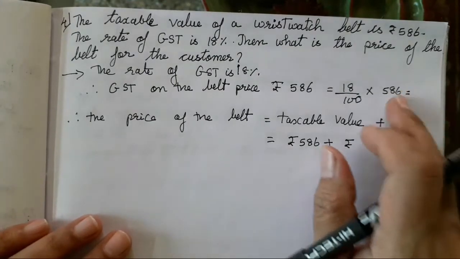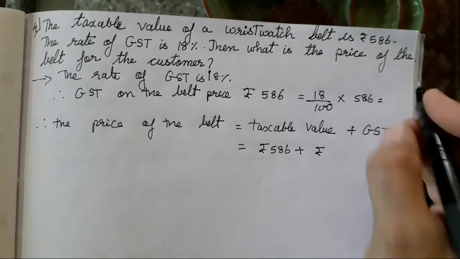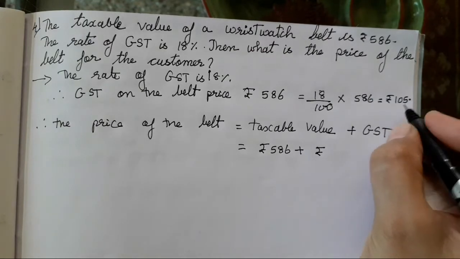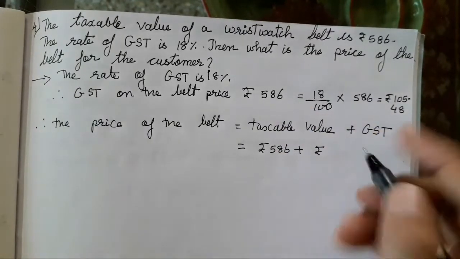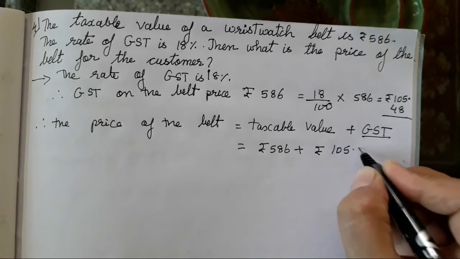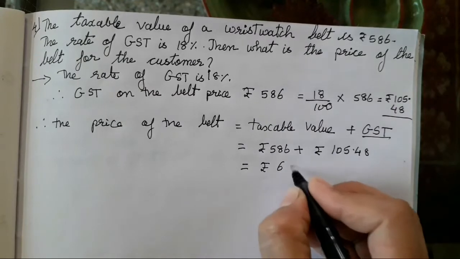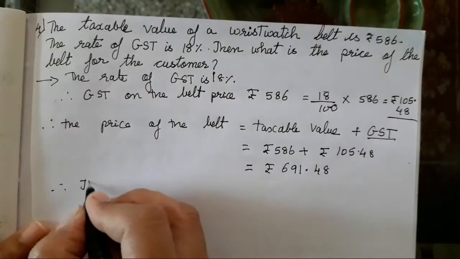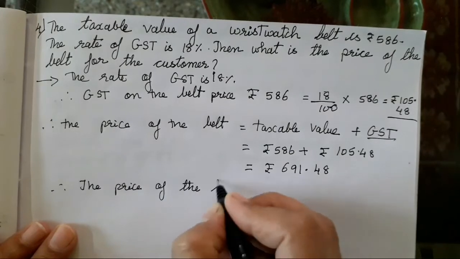Sorry, we forgot to write the calculation over here. So the calculation is going to be, after reduction of these three, we are going to get rupees 105.48. Okay, reduce it, you are going to get the answer in decimal point. This amount is to be written as the GST, that is 105.48. Okay, so the answer is going to be rupees 691.48.